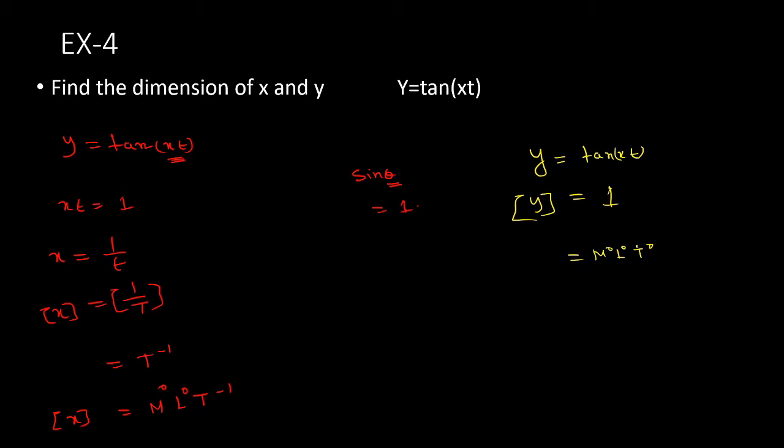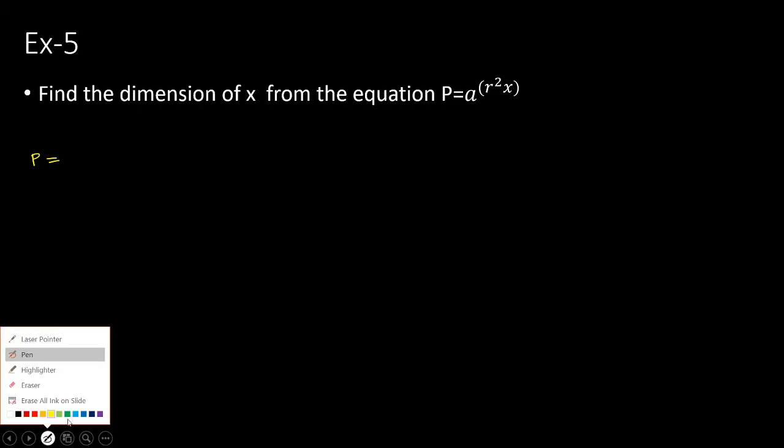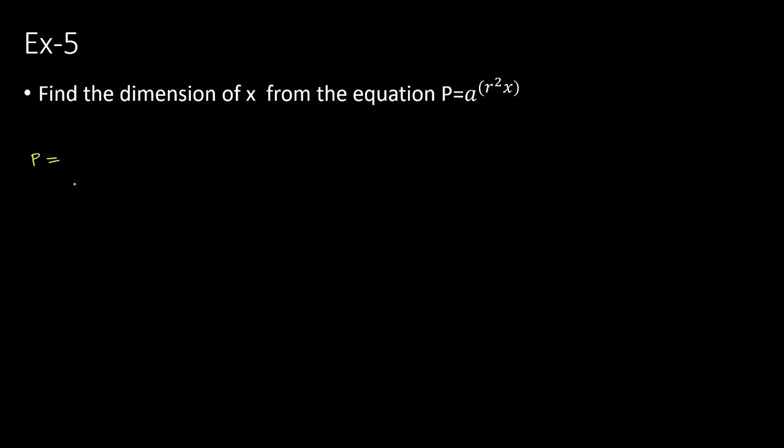So now we have the dimension of x and also we have the dimension of y. Clear? Now the fifth question. If you check the fifth question, find the dimension of x from the equation. So we have to find out the dimension of x. We have the equation P equals a to the power r square x, right?